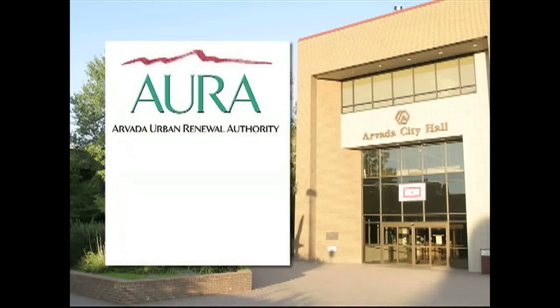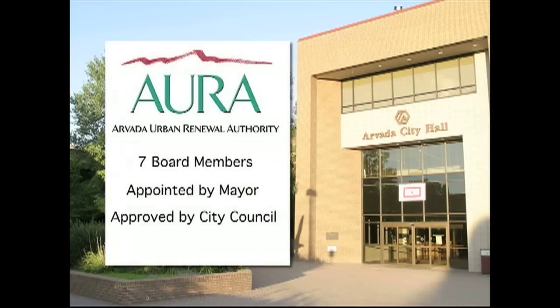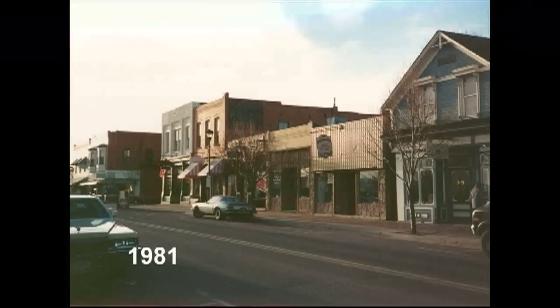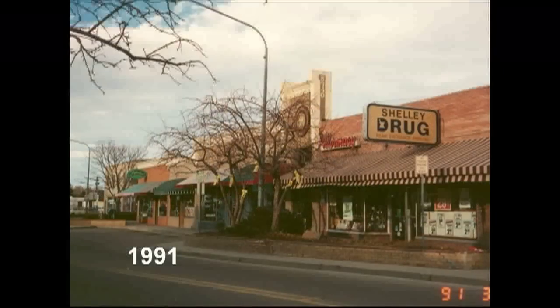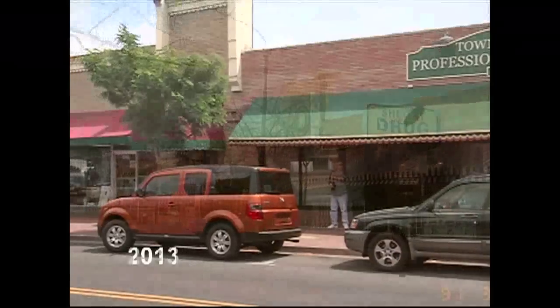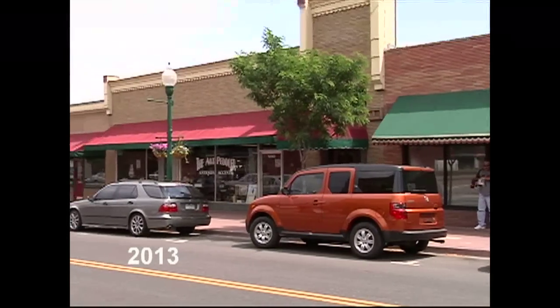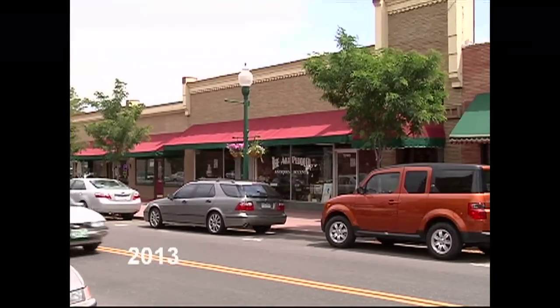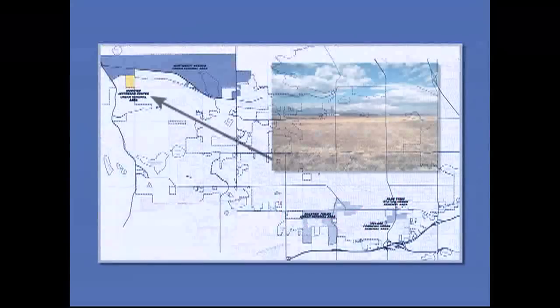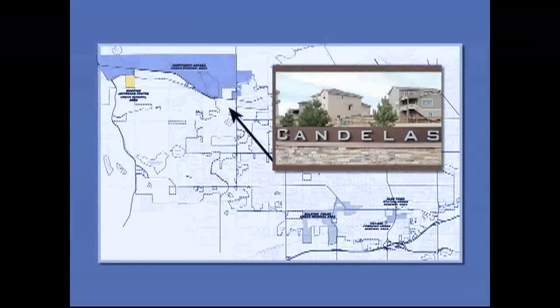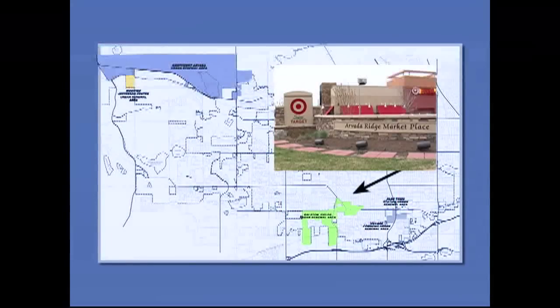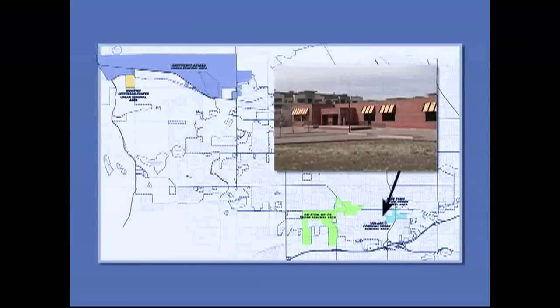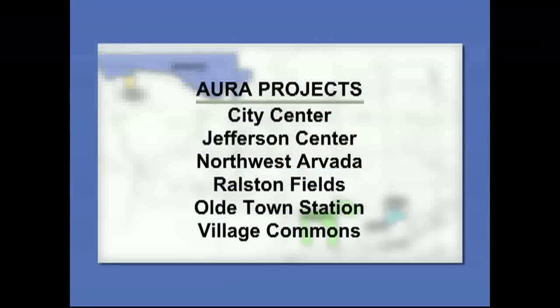ORA is a separate entity with a 7-member board of directors appointed by the mayor and approved by City Council. We have been around since 1981. We have 6 urban renewal areas in varying degrees, from completed to only a few years old. They include City Center, Jefferson Center, Northwest Arvada, Ralston Fields, Old Town Station, and Village Commons. With so much going on, it's helpful to look at just a few projects, past, present, and future.